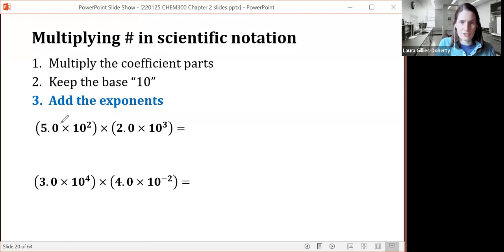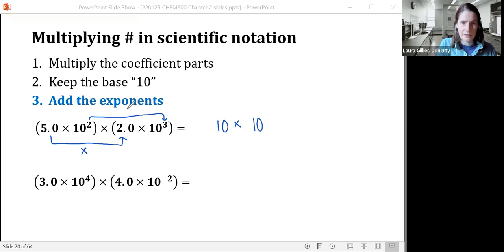So for example, on this first one, 5.0 times 10 to the second times 2.0 times 10 to the third. We're going to multiply the coefficients. So 5 times 2, that's 10, times always base 10. And then we add the exponents. Multiply, add. So 2 plus 3, 10 to the 5th.